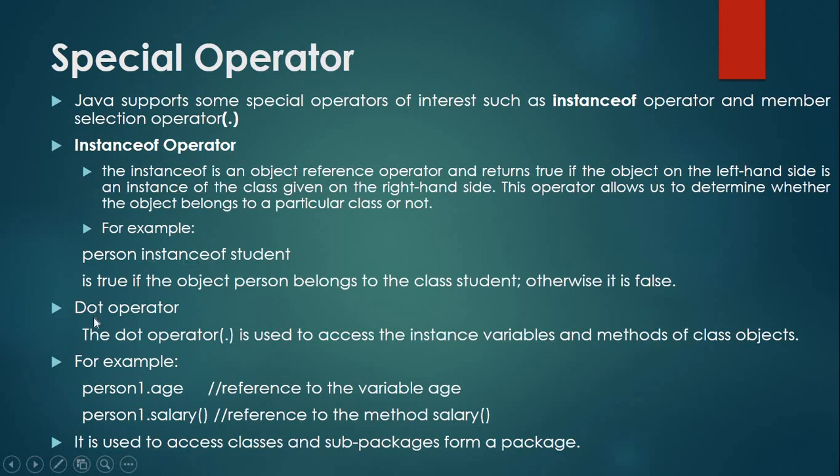Our next operator is the dot operator. The dot operator is used to access instance variables and methods of a class object. This we have already studied in examples. If we want to access the age variable of some class, then we use that class object: person1.age. If we want to call the salary method from some class, then we use object.salary for referring to that salary method from that class. It is also used to access classes and subpackages from a package.